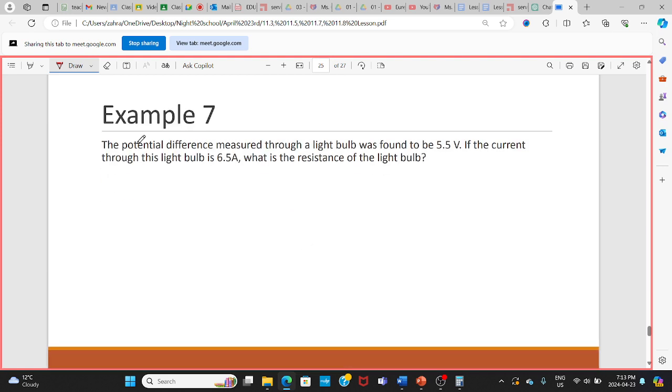Now let's just look at this example. The potential difference measured through a light bulb was found to be 5.5 volts. If the current through the light bulb is 6.5 amps, what is the resistance? So V is equal to RI. You can say that R is equal to V over I. Voltage is 5.5 divided by 6.5. The unit is ohm.